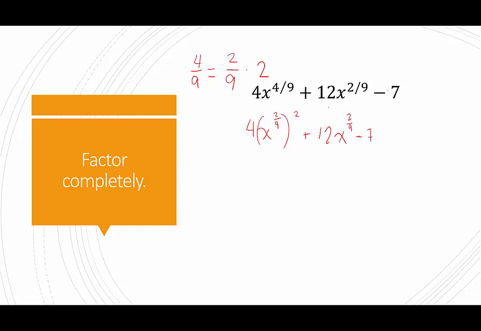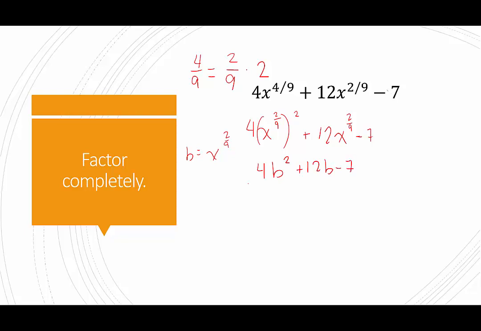So this works out well. We have the square, we have the 1, and then we have no coefficient. Again, if this looks scary, use substitution. Just very temporarily say that b is equal to x to the 2/9, just to make this a little bit less scary. This would be 4b squared plus 12b minus 7. And now we can just factor this trinomial.